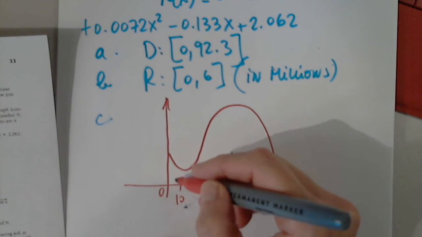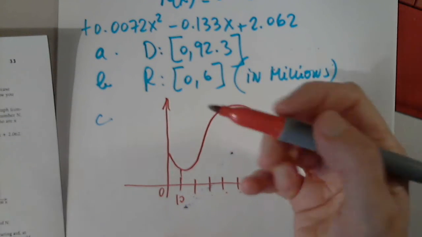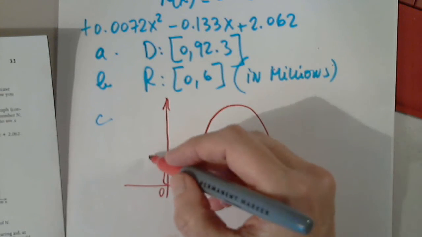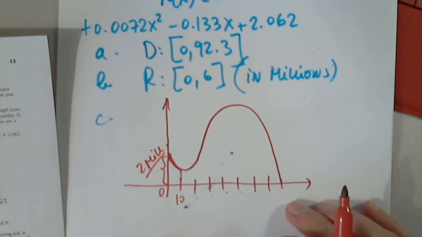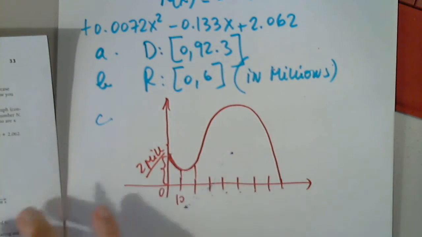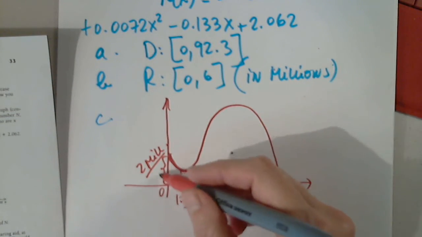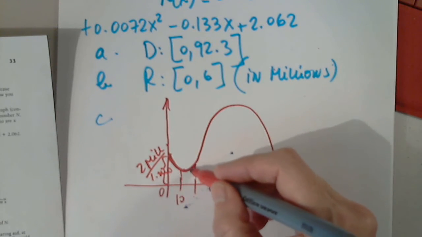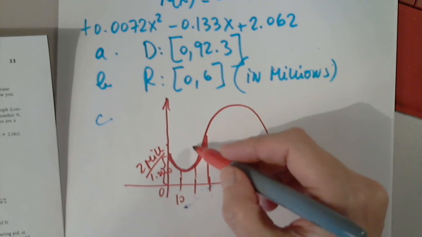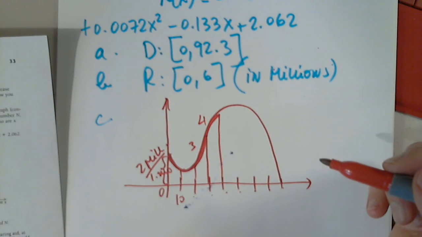So between 0 and 10 years old, the maximum that I can get is 2 million that we can sell. Between 10 and 20, my numbers are not perfect. They're not completely correspondent to the graph. But this is the thinking behind it. Here we have, let's say, 1 million on average. Here we have on average, let's say, 3 million. Here, let's say, on average, we have 4 million.